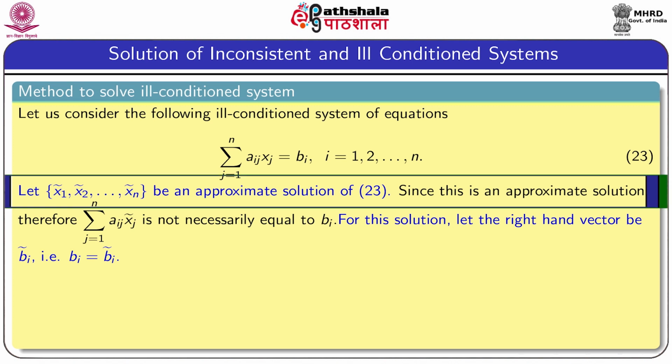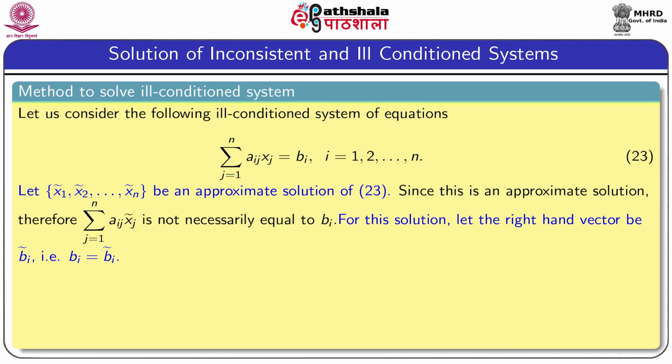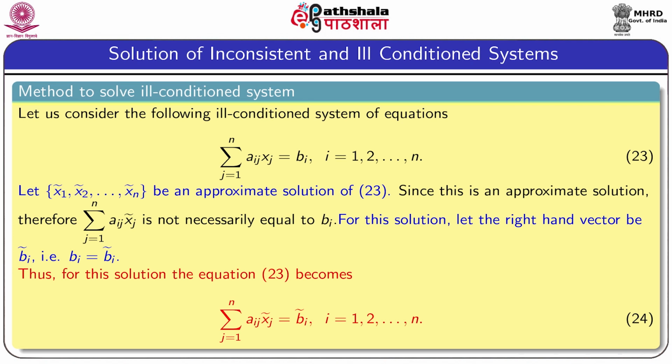Let x1 tilde, x2 tilde, up to xn tilde be an approximate solution of the above system of equations. Since this is an approximate solution, the summation of aij xj tilde is not necessarily equal to b. For this solution, let the right hand vector be denoted by bi tilde. Therefore, equation 23 becomes summation aij xj tilde equal to bi tilde, where i equals 1 to n.